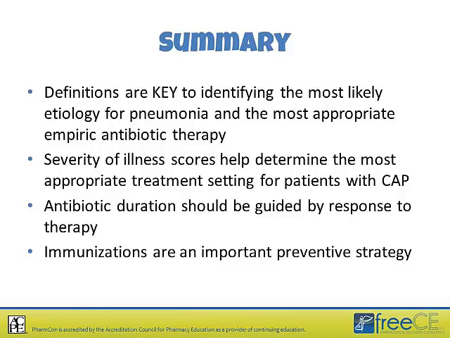The severity of illness scores can help determine the most appropriate treatment setting for patients with CAP, and by treating patients in the outpatient setting, we can certainly decrease the amount that we're spending on the treatment of this infectious disease. Our antibiotic duration should really be guided by our response to therapy, with thinking about a minimum of 5 days for CAP and a minimum of 7 for HCAP, HAP, and VAP. And then finally, immunizations are an important preventive strategy.